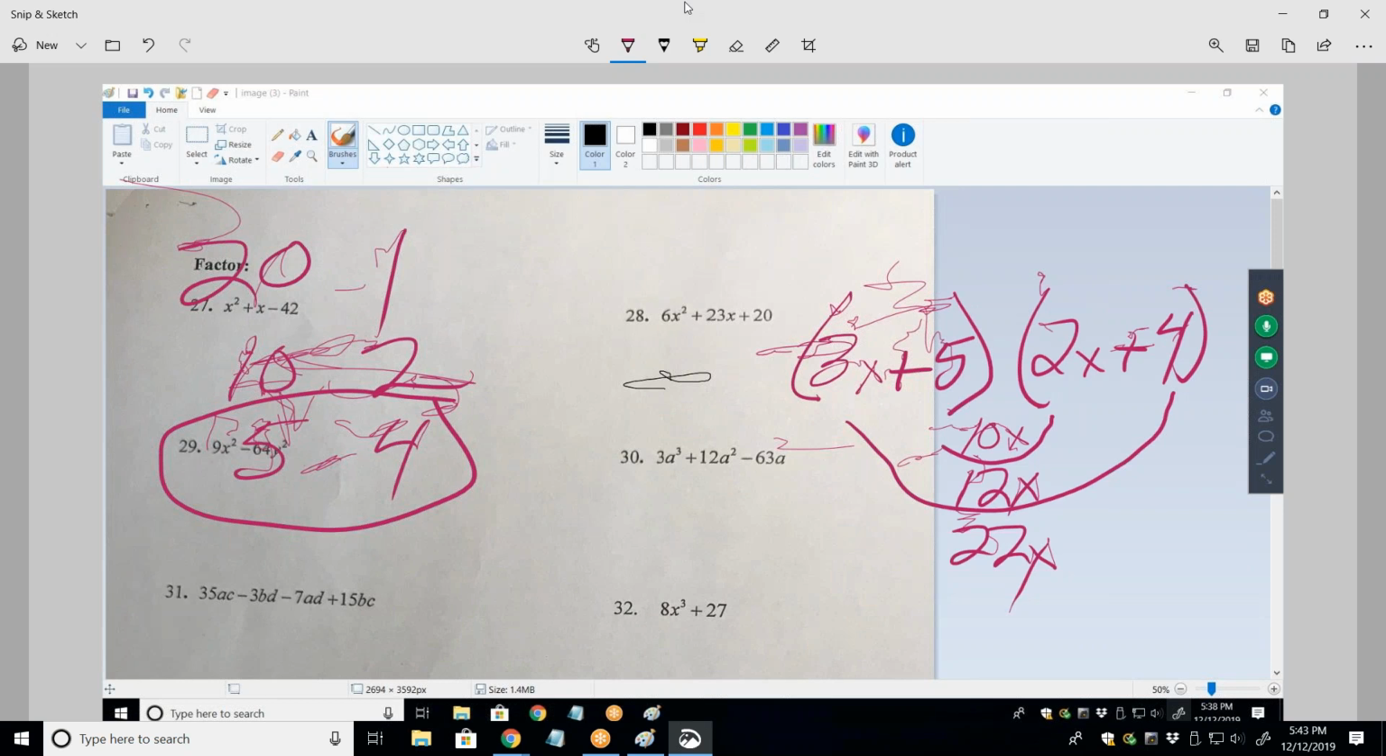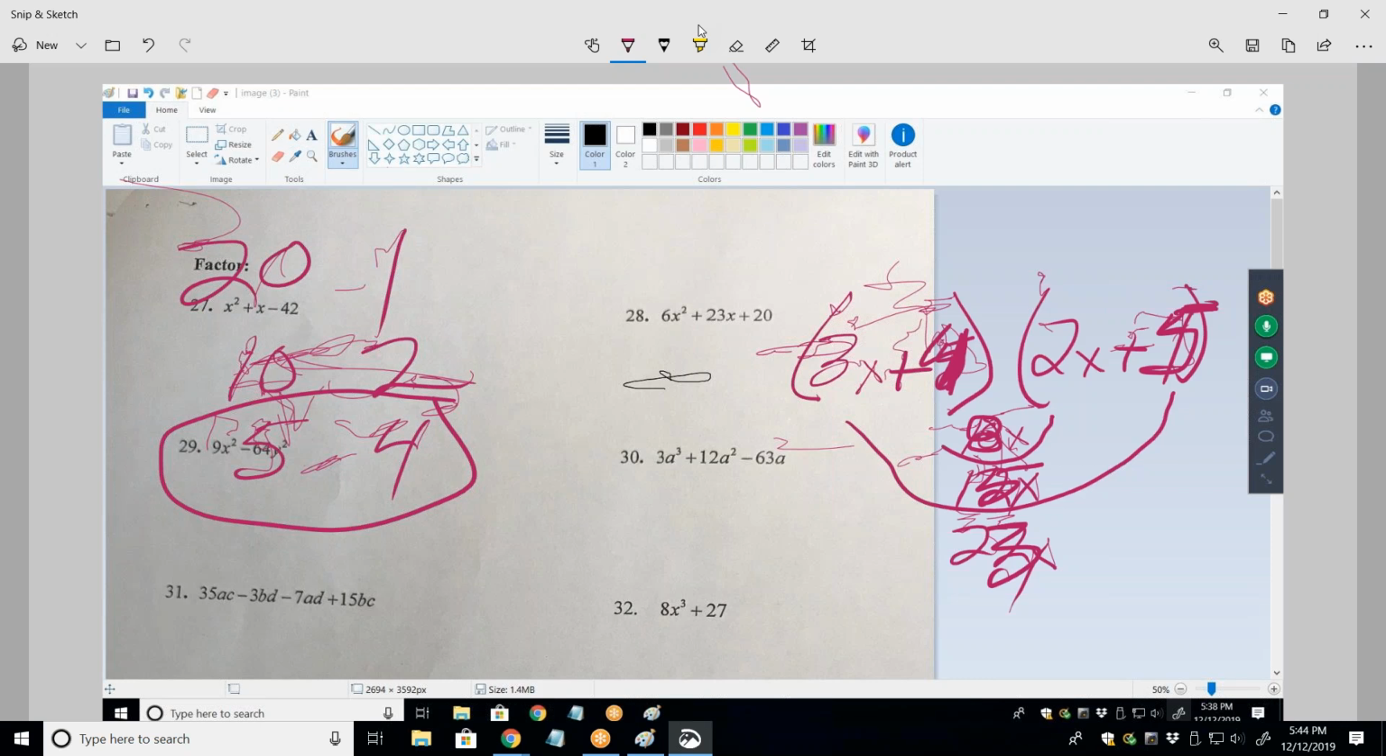So let's swap them. Let's try 4 there and 5 there. Now what do we get? We get 8 and we get 15. 8 and 15 is 23. Bingo. We found our answer. Because the middle term is 23.